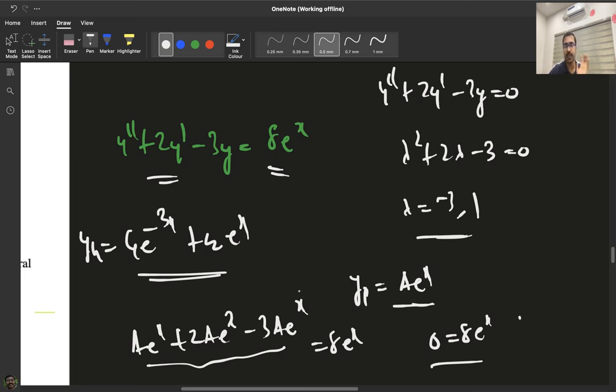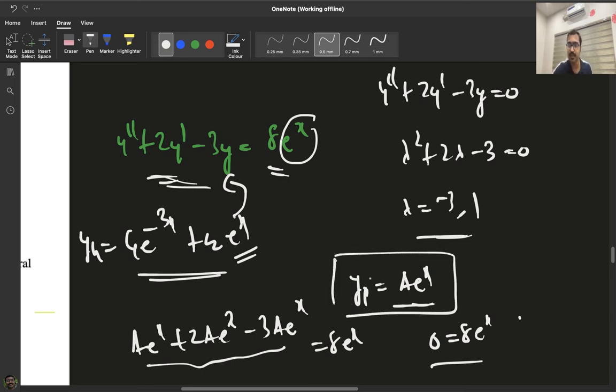Why did that complication come? Just think about it. The complication arose because e raised to x is actually a solution to the homogeneous equation. So no matter how you substitute it, you will always get 0. Why? Because e raised to x is a solution to the homogeneous equation, so when you substitute it here, automatically your LHS will become 0. So you can't find the value of a there. So this solution cannot be of the form a e raised to x, because it will become 0, as it was actually a solution to the homogeneous equation.